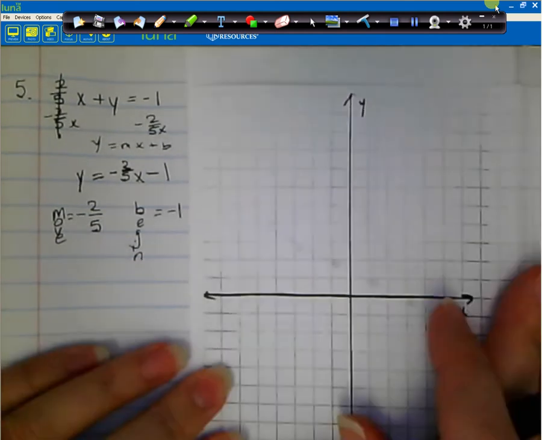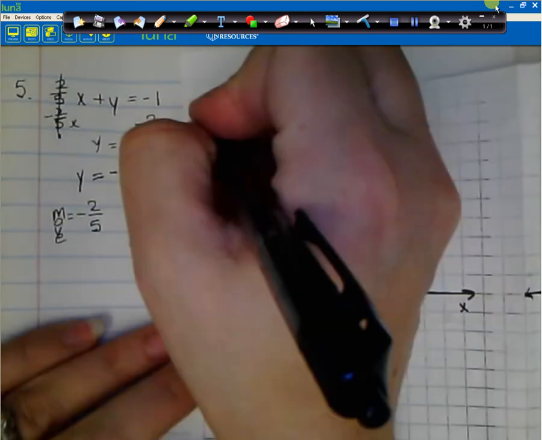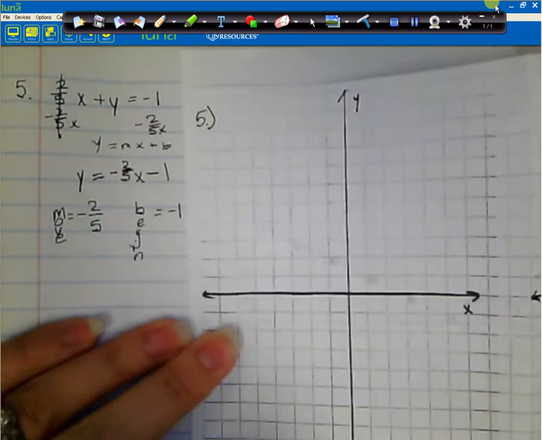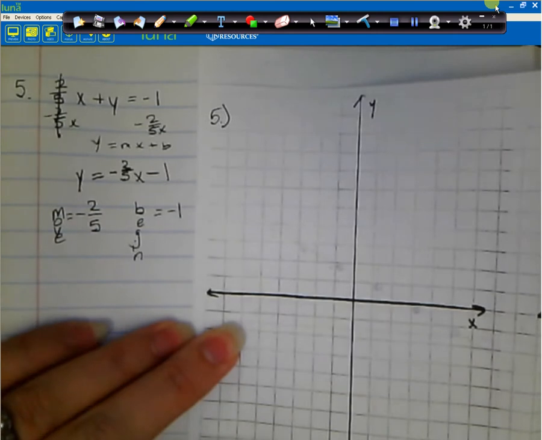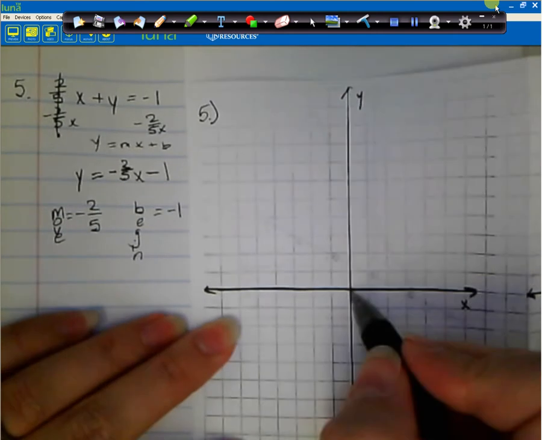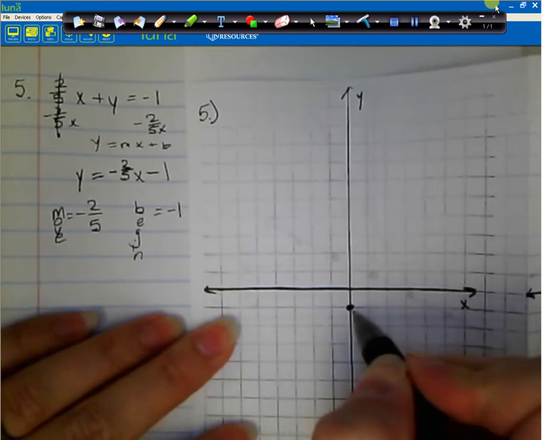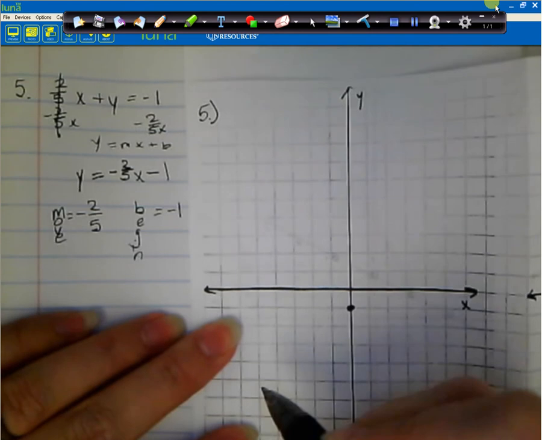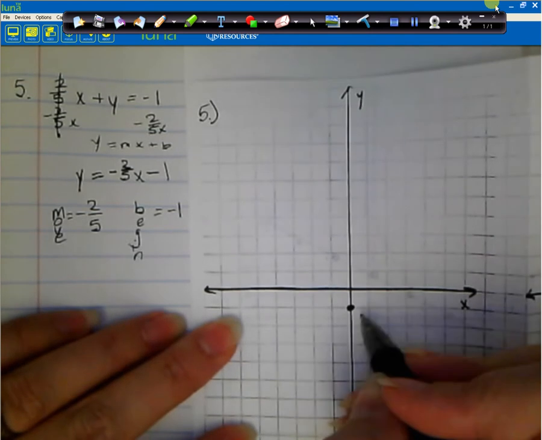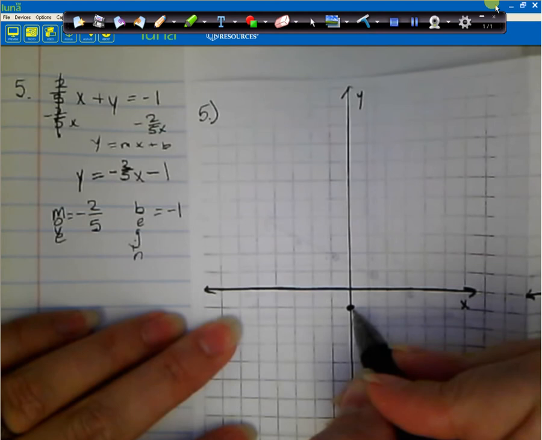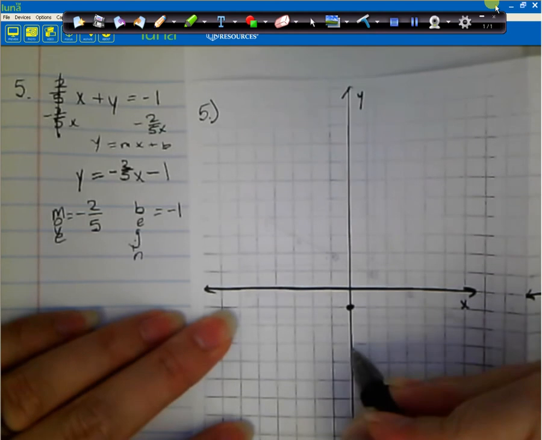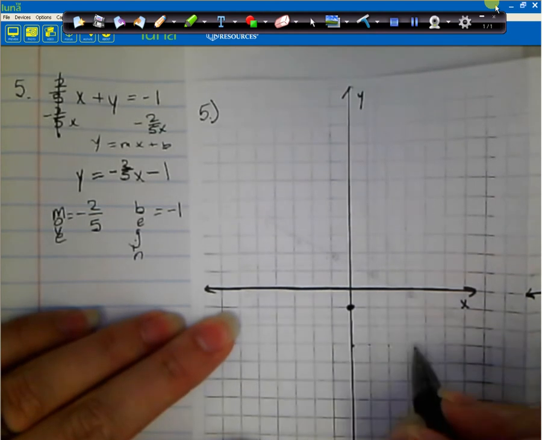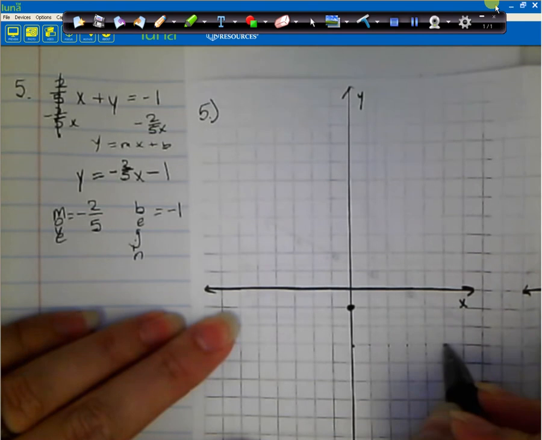For number 5, you are going to begin at the negative 1, so come to the 0 and go down 1 and make a point. That's where we begin. That's our first point. Now we're going to move negative 2 over 5. So I'm going to go down 2 and over 5. 1, 2, 3, 4, 5, and make a point.